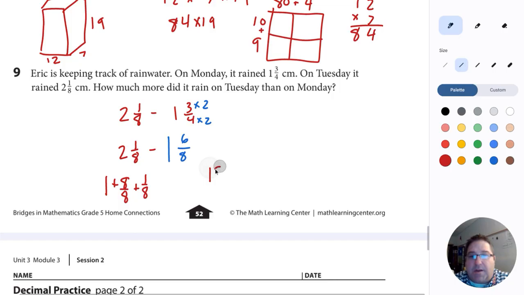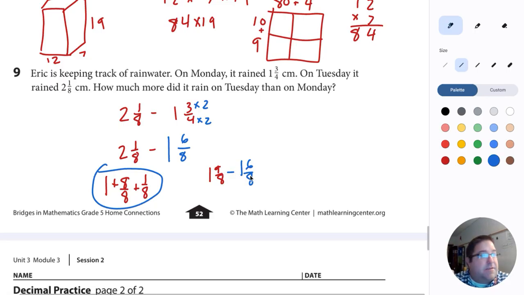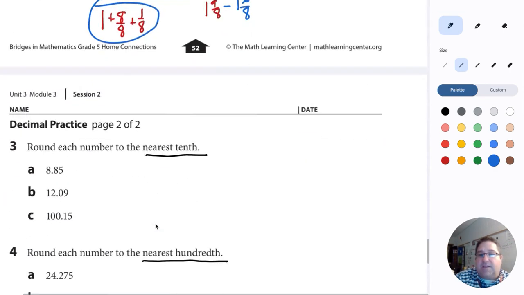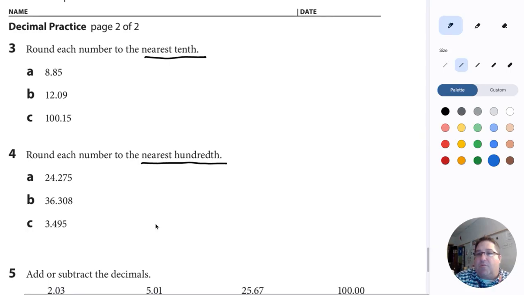So we can think about that as 1 9/8 minus 1 6/8. Now that we've got this broken down a little bit, now we can do 9/8 minus 6/8, okay, and then kind of go from there. So just think about that, guys. And I think this is our last page. Again, just some more rounding to the nearest tenth.